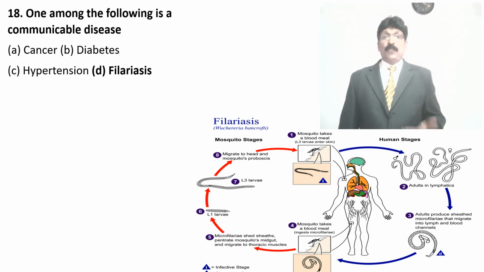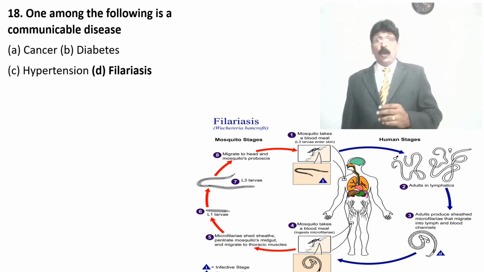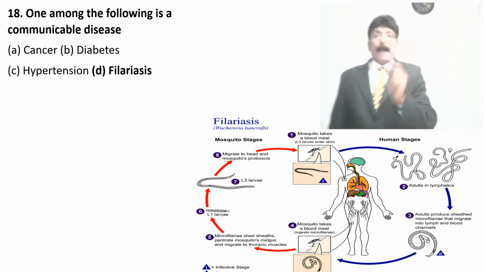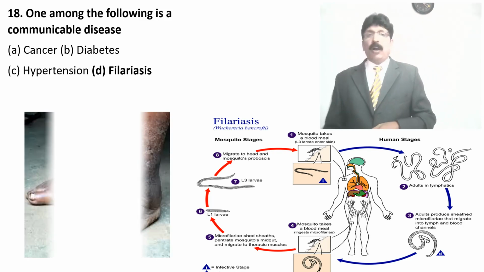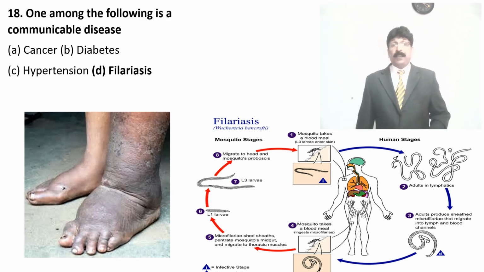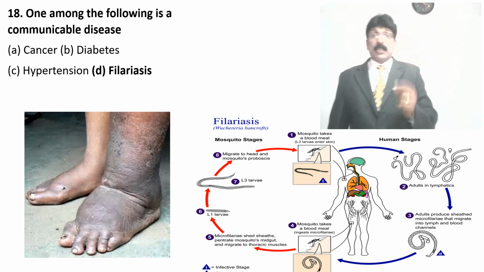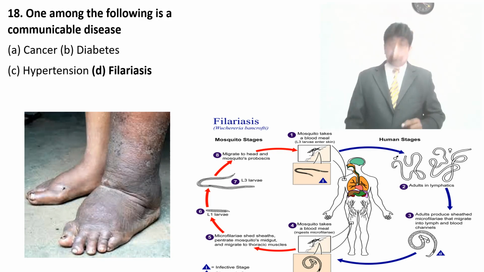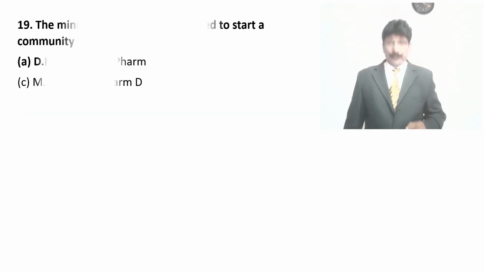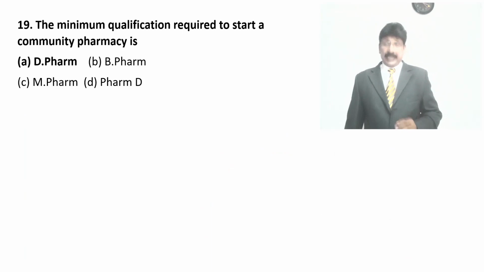So filariasis, you should remember, Wuchereria bancrofti is the organism which is responsible. This is the picture I just want to show you. Mosquito bites can cause this filariasis. It is a communicable disease which has been eradicated almost, and still it exists in some places.